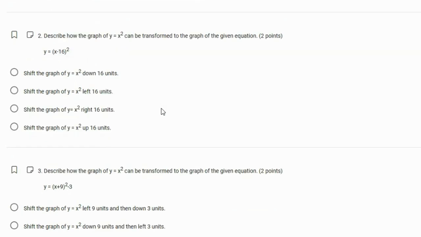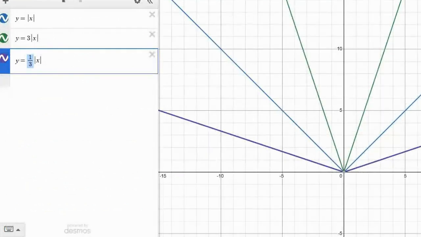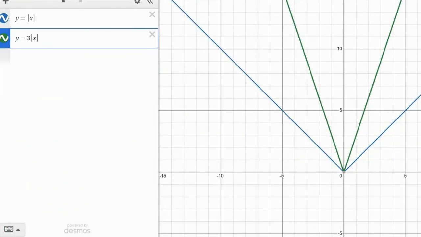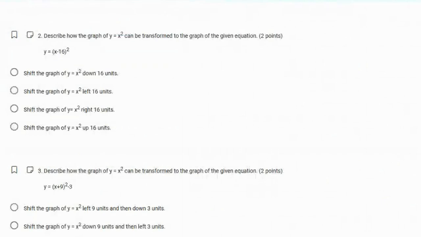And again, if any of these confuse you, put them on here. Go look at it. Graph both of them and see what it did if it confuses you. But I think most often you're going to have this pretty quick. Describe how the graph of y equals x squared can be transformed to y equals (x minus 16) squared. Does it go down, left, right, or up? 16 units.